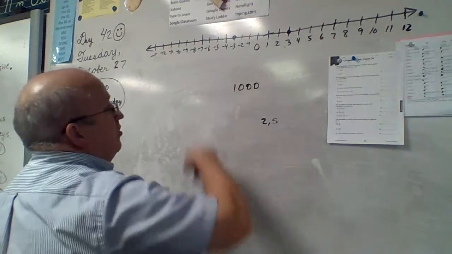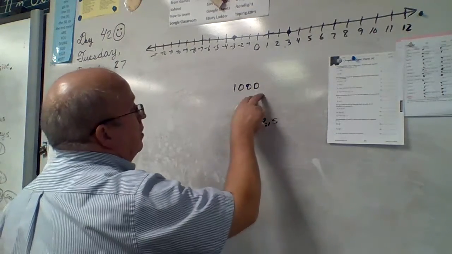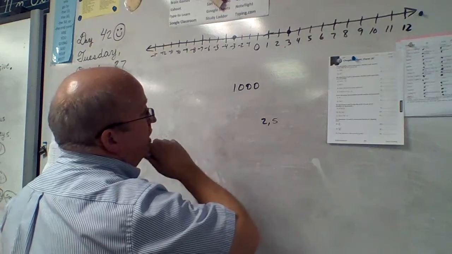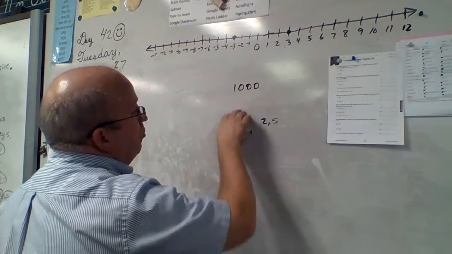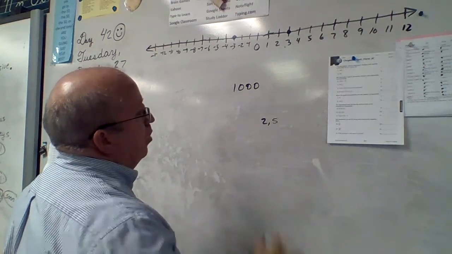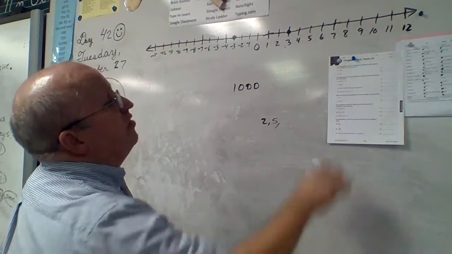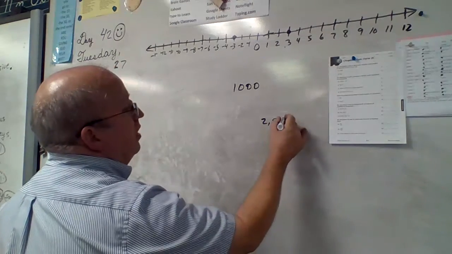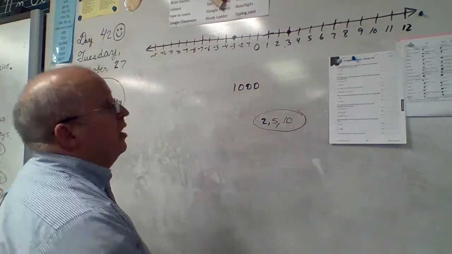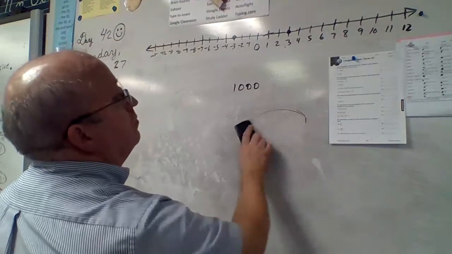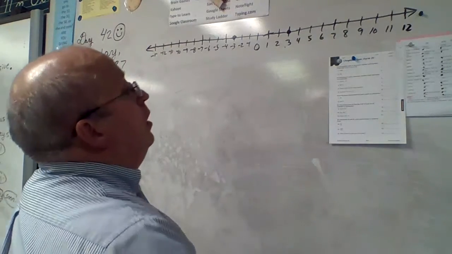Is it divisible by 6? Nope. If it's going to be divisible by 6, it also has to be divisible by 2 and 3, and we don't have that going on. Is it divisible by 10? Yes, because it ends in 0. So there's the answer for that one.